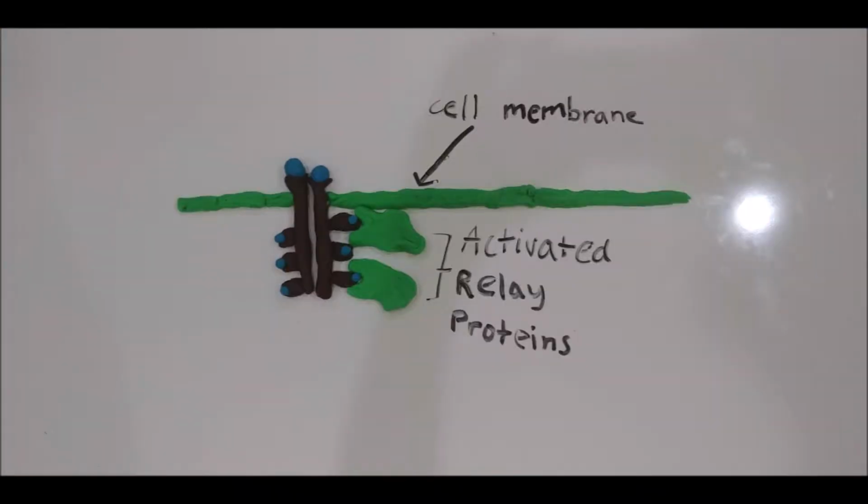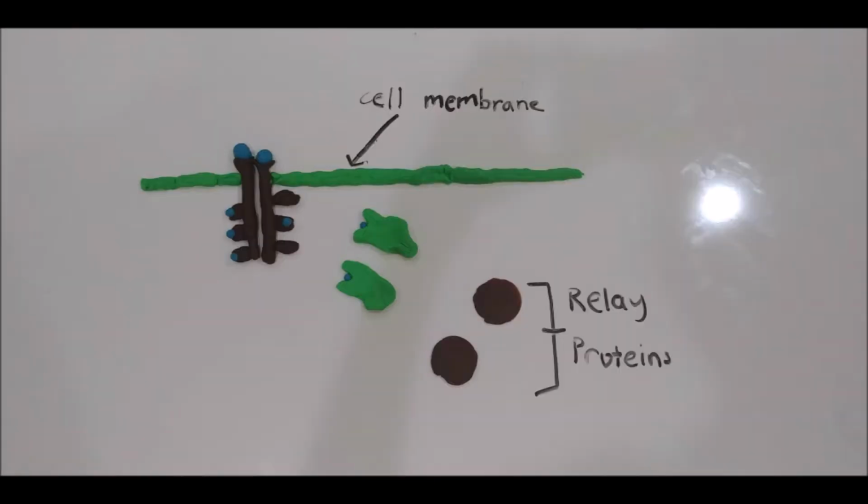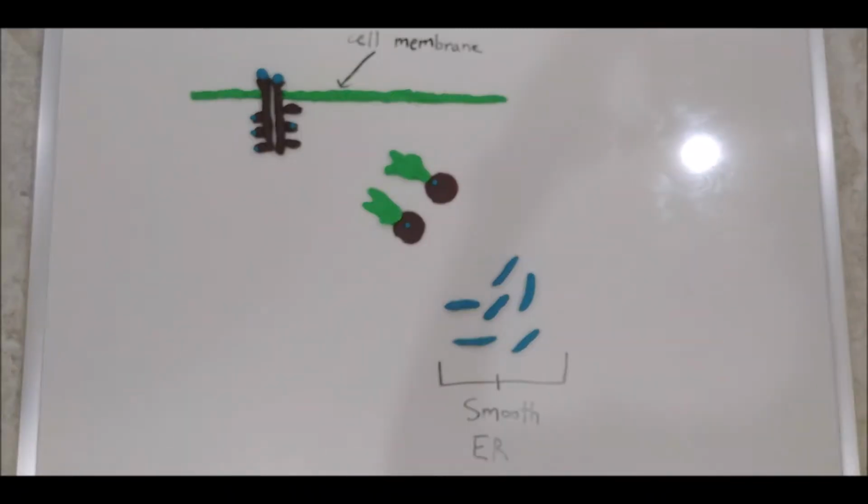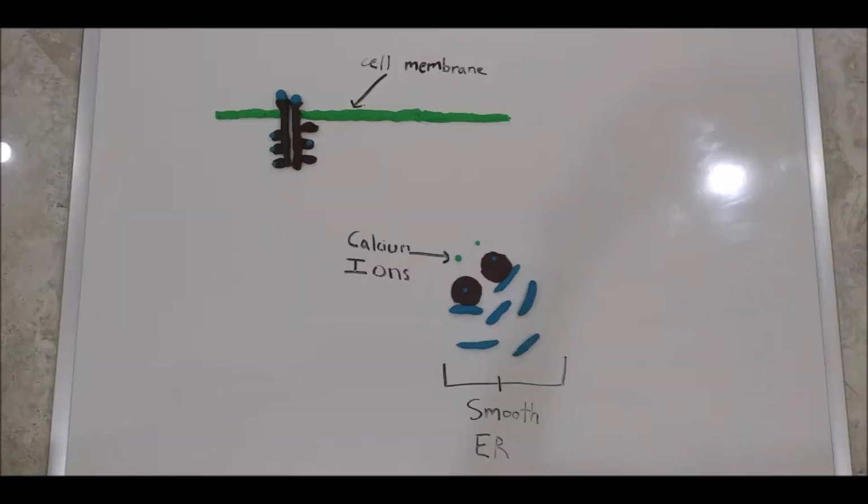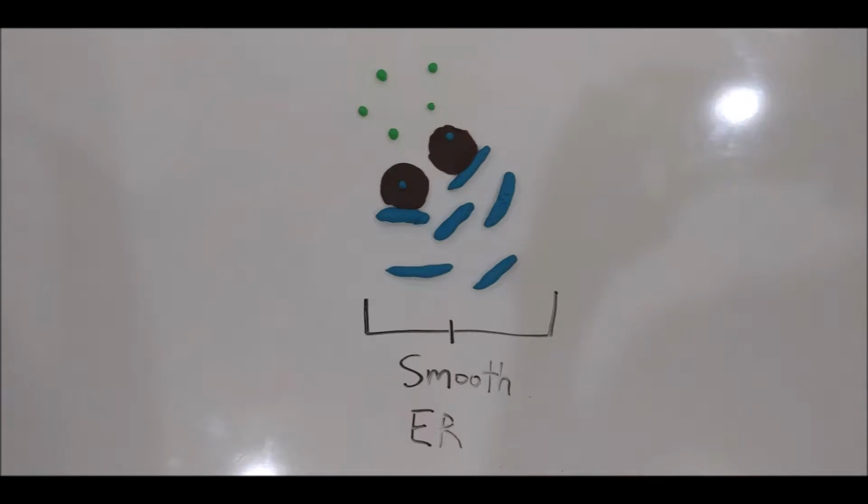After the relay proteins bind to the phosphate, they become active relay proteins. They relay their message to the ER and create a cellular response. In this case, the response is the release of calcium ions from the ER.